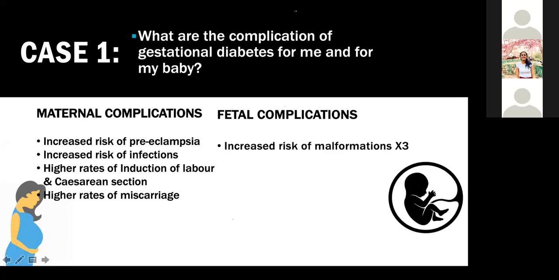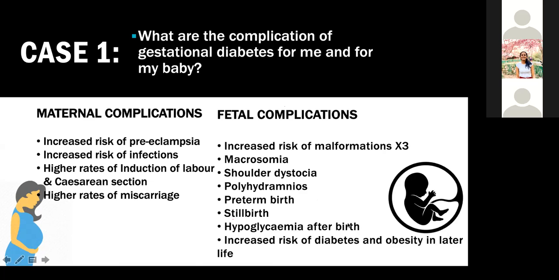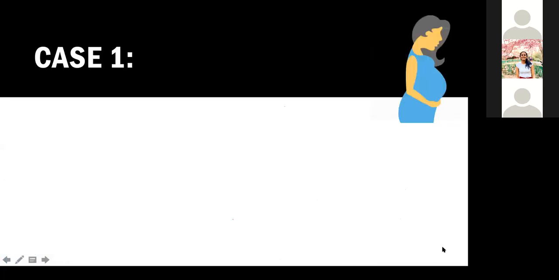The other thing that people haven't mentioned is that these babies are at an increased risk of malformations. It's usually cardiac and central nervous system, which is why they might have some extra scans during their pregnancy. Macrosomia, we've mentioned already, shoulder dystocia, polyhydramnios, you've said why that happens, preterm birth, you guys have mentioned stillbirth, and hypoglycemia after birth, which is really good. There's also a slightly higher risk of diabetes and obesity in later life for the babies.